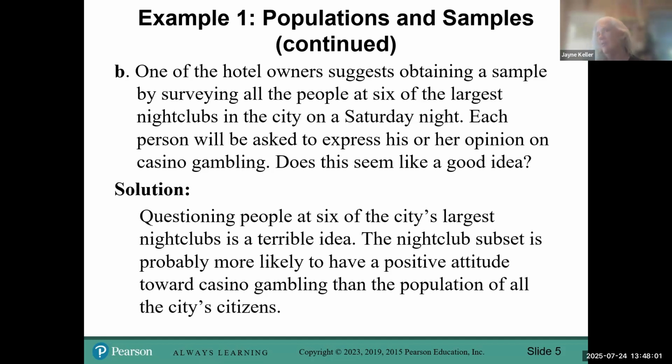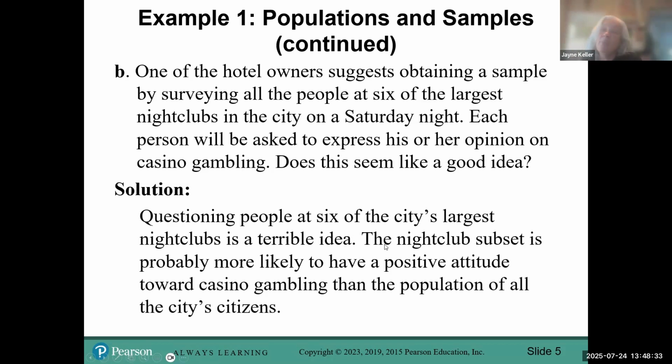So does that sound like a representative sample? Like, does that sound like if you went to 6 nightclubs and you asked the people who were in the nightclubs on a Saturday night, hey, what do you think about gambling in a casino? They're probably not going to represent, right? Because you're not going to get people who don't like going out, people who maybe have a small family, they maybe aren't interested in that. So it wouldn't be a very representative. They say it's a terrible idea. Yeah, it wouldn't be representative at all.